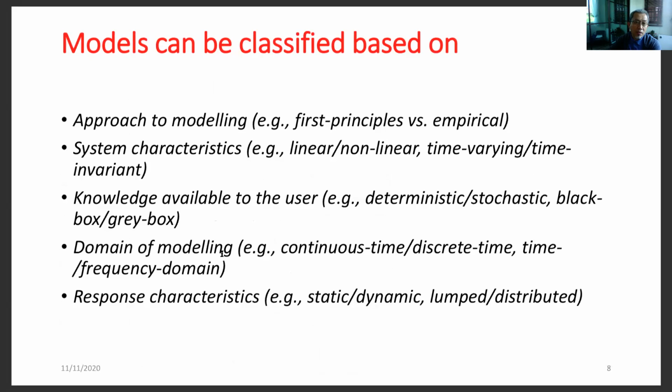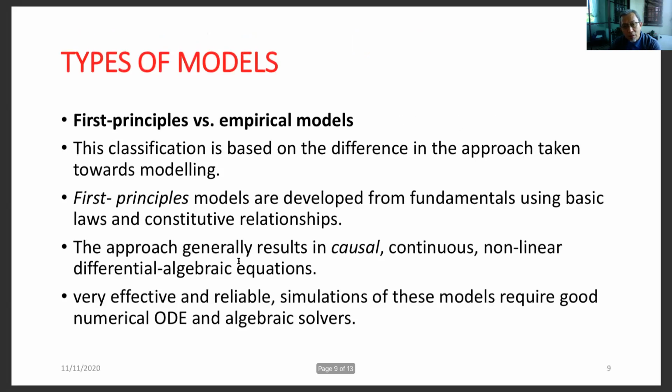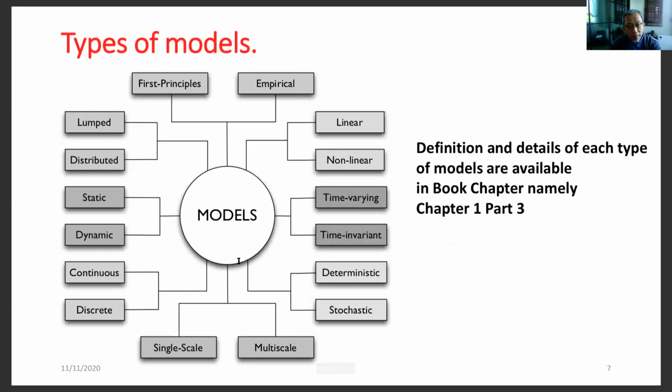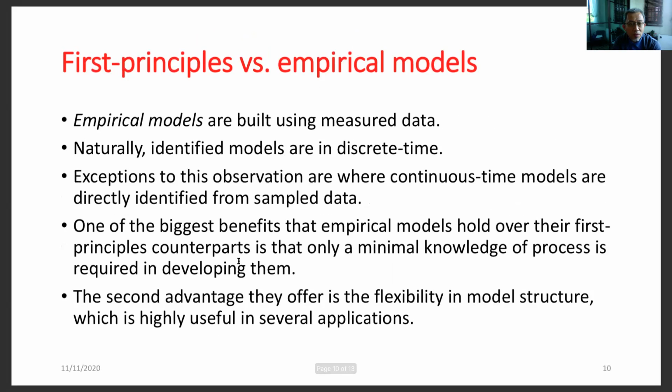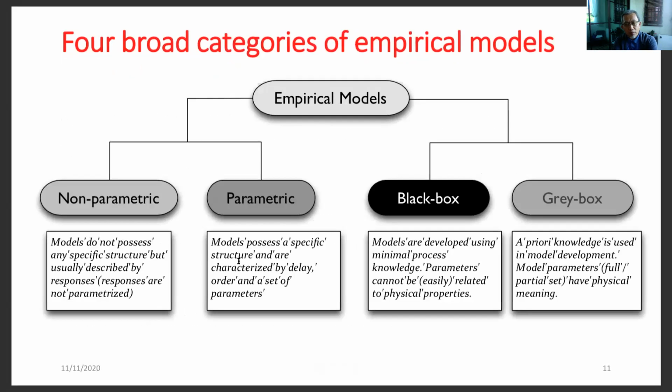Okay, so models can be classified by approach to modeling, system characteristic, knowledge available to the user, domain of modeling, and response characteristic, which is listed in this particular illustration. As you know, we can do either first principle or empirical models. Both have disadvantages and advantages, and can be used together. If you use an empirical model in this subject, we are focusing on non-parametric and parametric, and black box and gray box. Okay, so no white box.